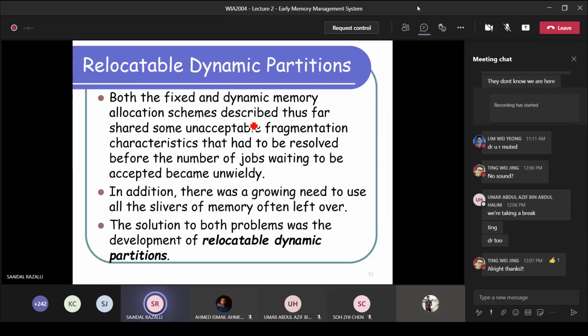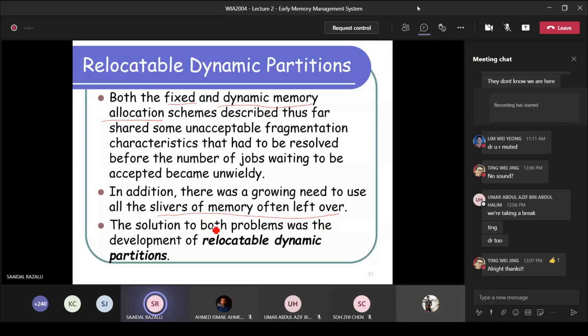Both the fixed and dynamic memory allocation schemes described thus far shared some unacceptable fragmentation characteristic that had to be resolved before the number of blocks waiting to be accepted became unwieldy. This dynamic memory allocation is fundamental and not really different from the fixed one. In addition, there was a growing need to use all the slivers of memory often left over, meaning that each partition may have free memory that is unused.